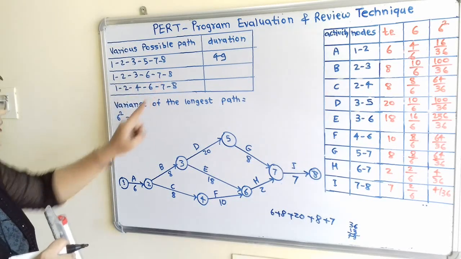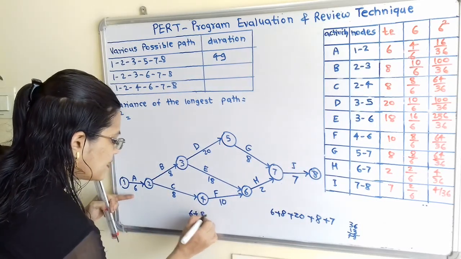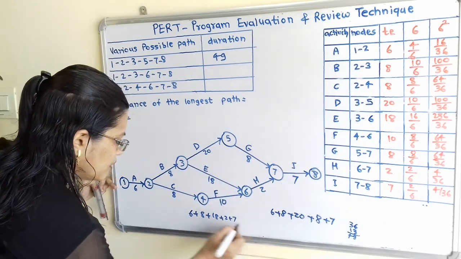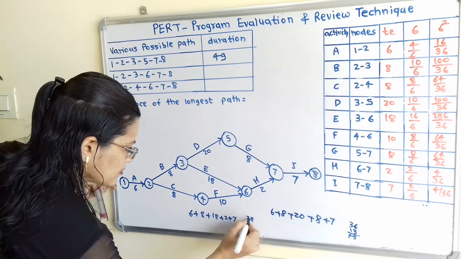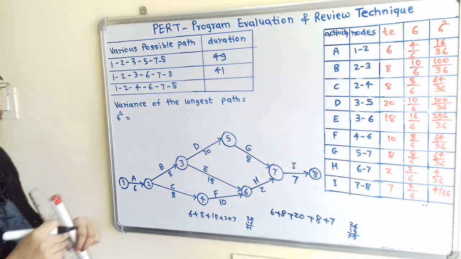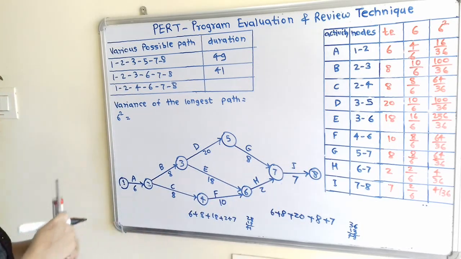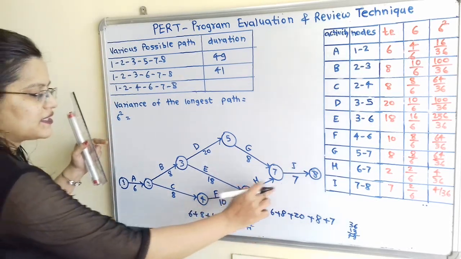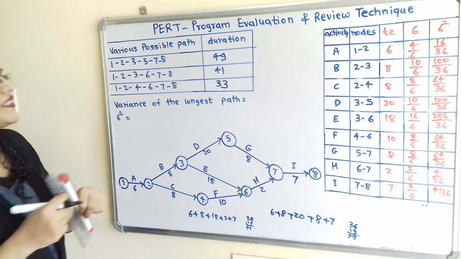Now next 1, 2, 3, 6. So I will write here 6 plus 8 plus 18 plus 6 to 7, that is 2, plus 7. So again we will add this, that is 41. Now we will move to the next, 1, 2, 4, 6, 7, 8. That is 6 plus 8, 14. 14 plus 10, that is 24, 25, 26. And 26 plus 7, that is 33. So these are the durations.